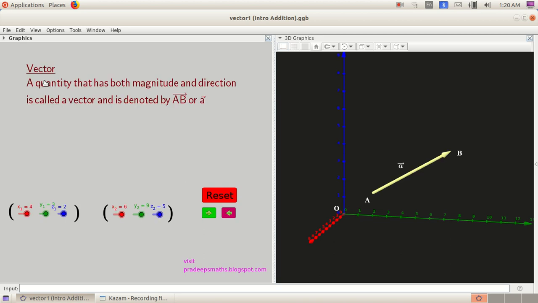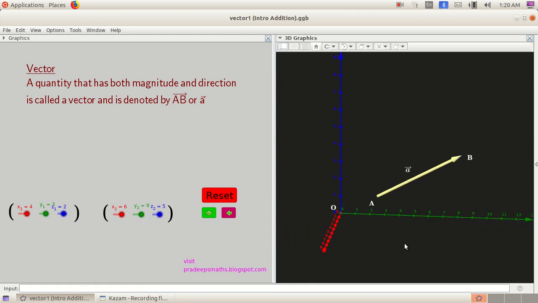But a quantity that has both magnitude and direction is called a vector and is denoted by vector AB or vector A. In this picture, we can see a vector with 2 points A and B. Therefore, this is represented by vector AB or vector A.